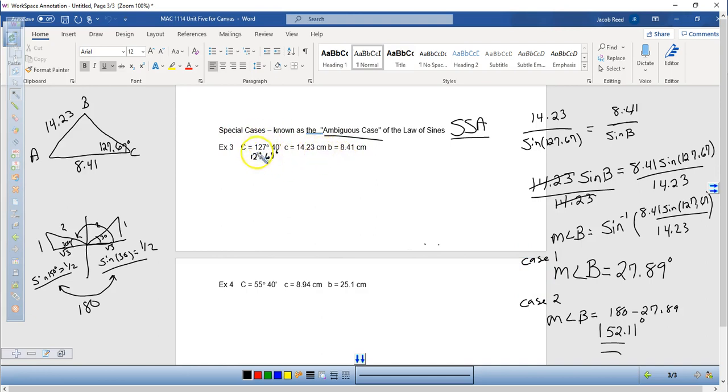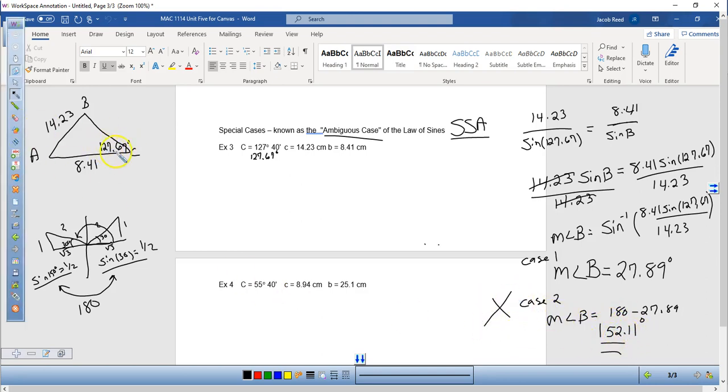Okay, C has to be 127.67 degrees. That is given. It has to be this way. 14.23, 8.41, these all have to stay as they are. Any new information would follow the ambiguous case. Based on that, can case 2 even exist? The answer is no.